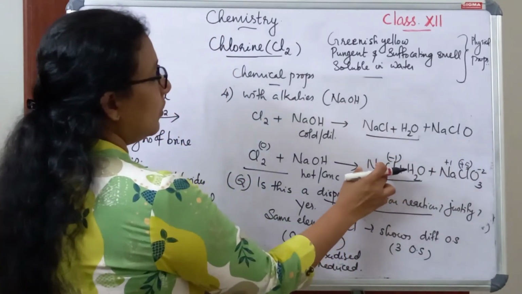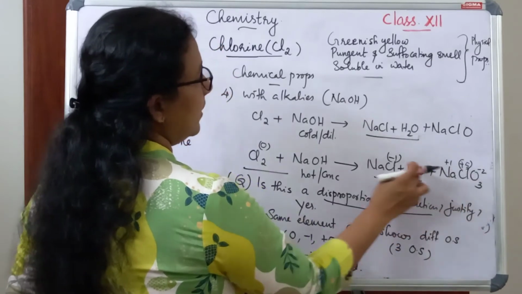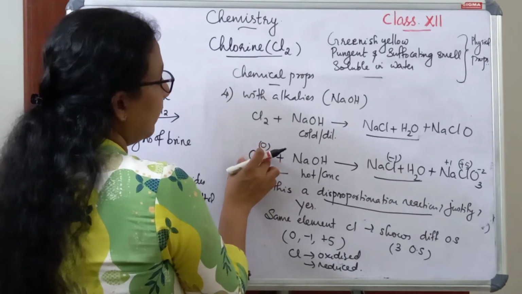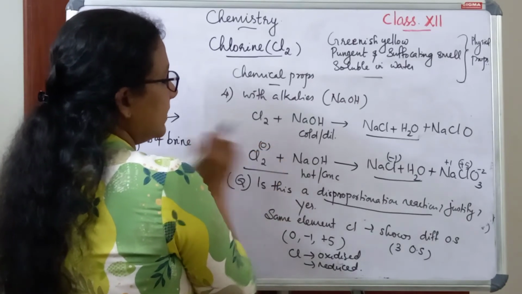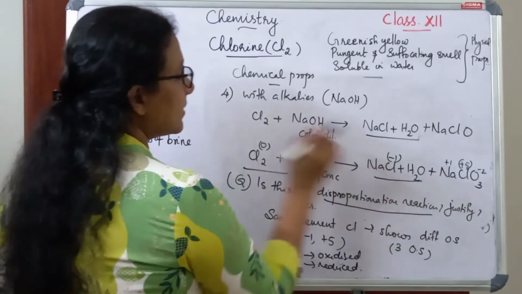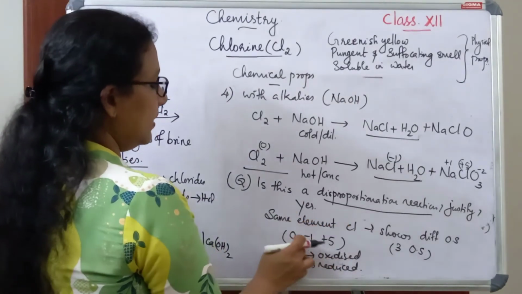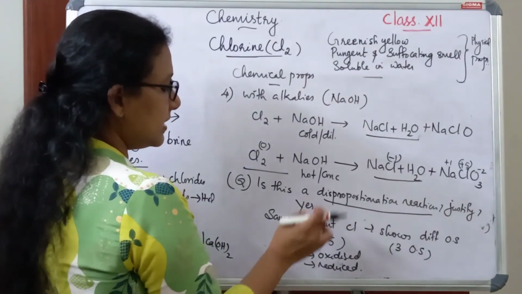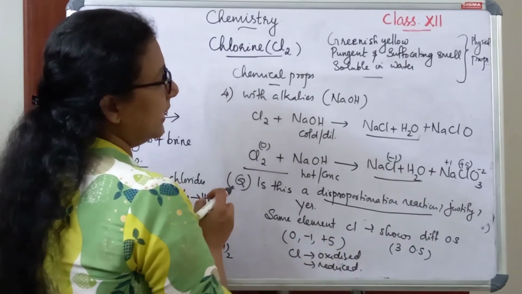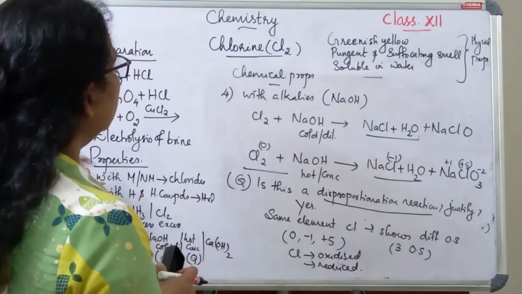So the lower oxidation state is -1 and the higher oxidation state is +5. In between, 0 comes, and that 0 will be the oxidation state of chlorine on the reactant side. So that is about the disproportionation reaction. Anyway, this reaction is a disproportionation reaction where we can see chlorine having 0, -1 and +5 oxidation states. So the same element is oxidized and reduced simultaneously in this chemical reaction. So this is about the reaction with alkalis.